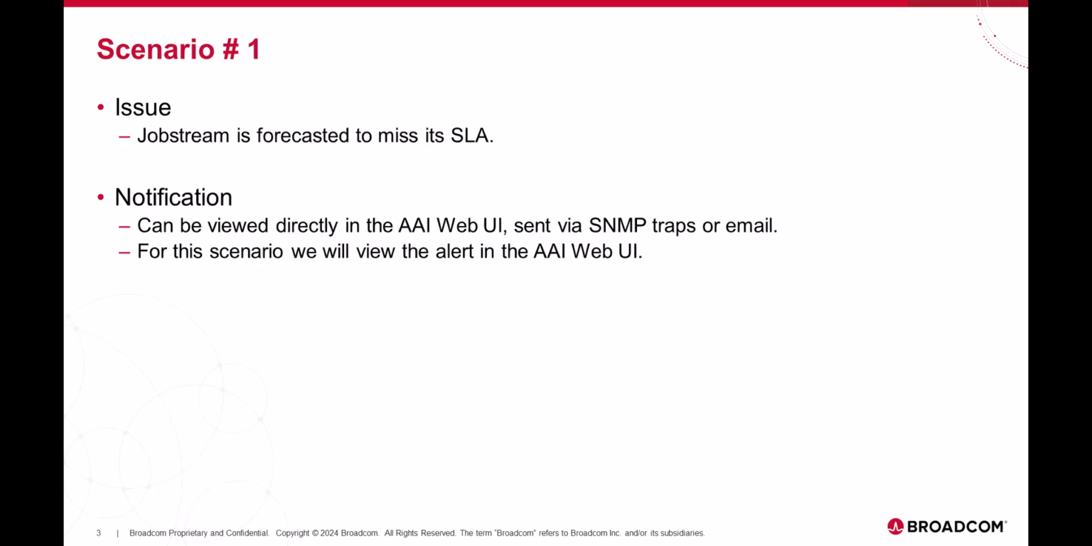In this first scenario, we are going to start with an alert informing us that a certain job stream is now forecasted to miss its SLA. Alerts can be viewed directly in AAI, sent via SNMP traps, or via email. In this scenario, we will look at the alert directly within AAI.